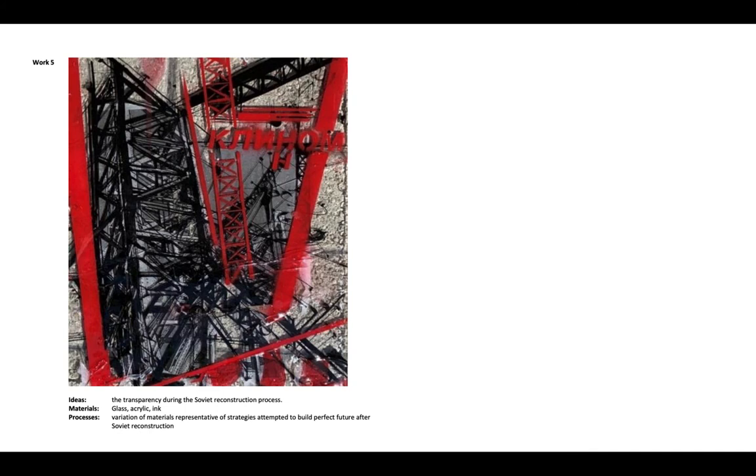All right, here is image 5. So ideas: the transparency during the Soviet reconstruction process. Materials: glass, acrylic, ink. Process: variation of materials representative of strategies attempted to build a perfect future after Soviet reconstruction.